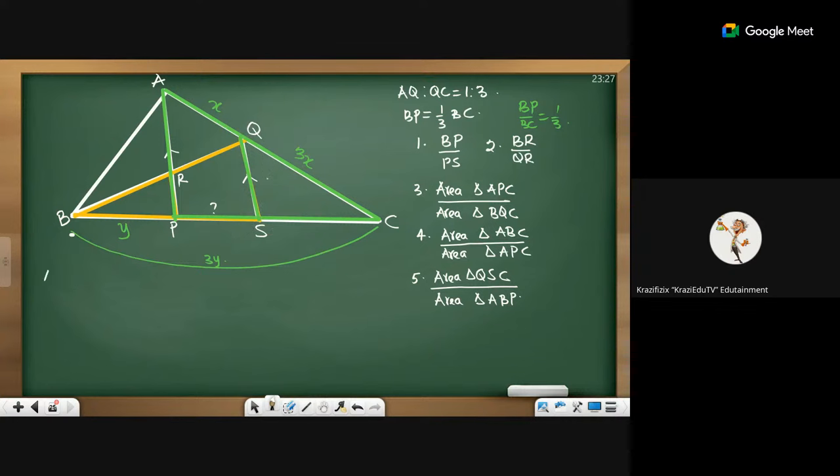Okay, so can I say AQ over QC, what? I'm looking for PS over what? SC. AP is parallel to QS. What is AQ? X. What is QC? X. PS over SC. So what does that tell us? PS over SC is what I told you. Once I am using a different ratio, I'm using K.